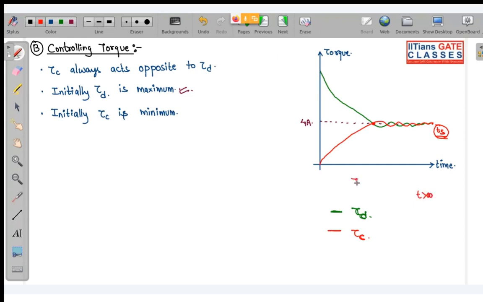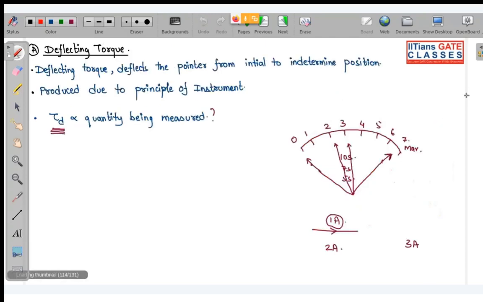And what is transient time? Transient time is the time between 0 and infinite. So steady state time is when t tends to infinite. That is your steady state time. So this steady state is usually reached at infinity. Okay, so now if I am measuring 4 ampere, what will happen? This needle will continuously oscillate around a mean position of 4 ampere.